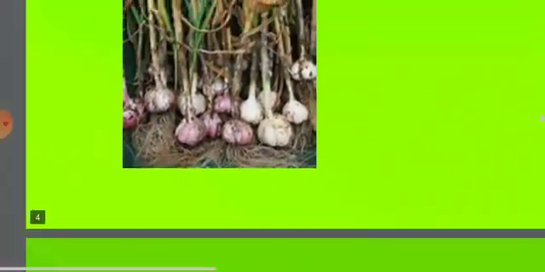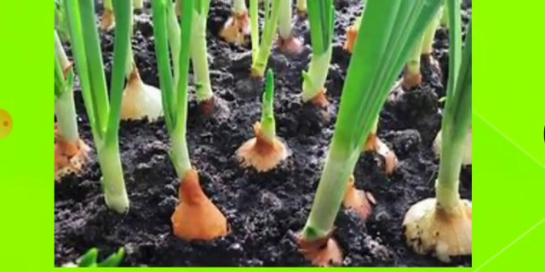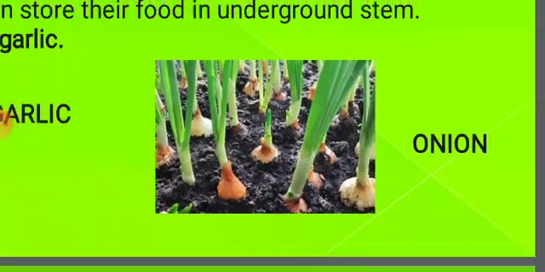The next one is underground stem, that is garlic. It stores its food in the underground stem. It is used as a medicine also. The next one is onion. Onion is a plant that can store its food in the underground stem. Okay, these are all the stems that we can eat.